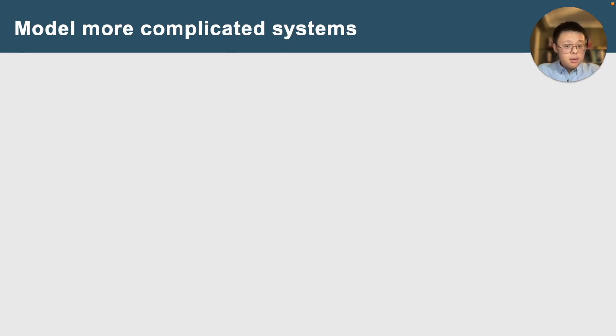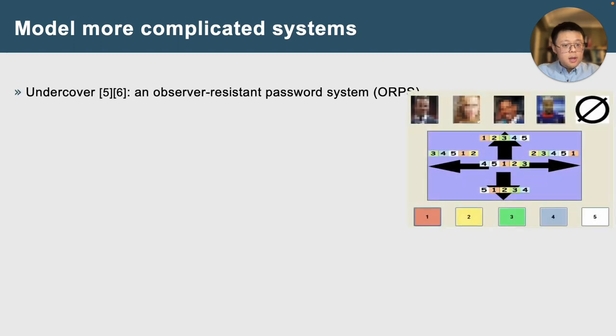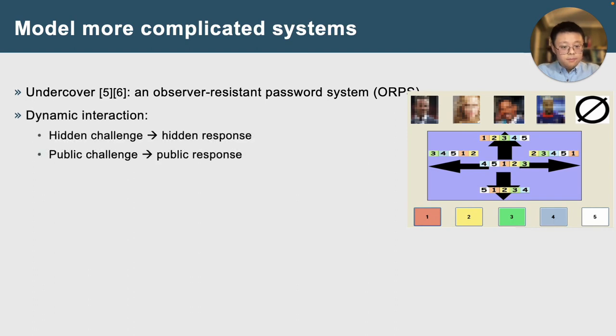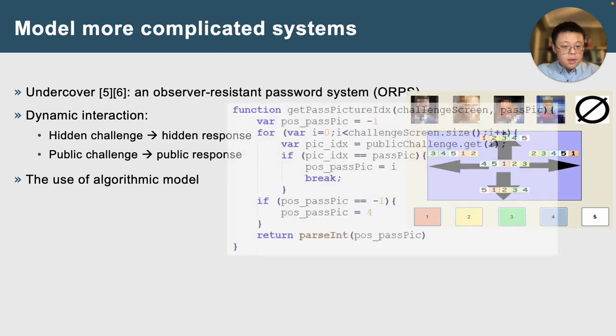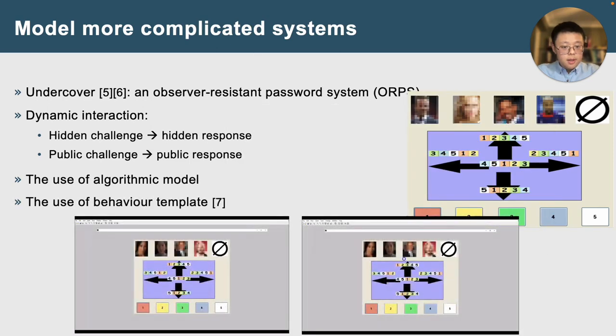However, it does not clearly demonstrate the use of algorithmic models to model dynamic UI and user interaction in more depth. We also did another evaluation to model complex observer-resistant password systems, undercover. Here, we just give you a quick glance of how CogTool+ can model these dynamic tasks. We can develop different JavaScript functions to be compiled by the model interpreter at runtime to deal with the dynamic interaction involved in this system. In addition, we converted some visual search patterns, as illustrated in these two videos, into JavaScript-based behavior templates to facilitate the modeling task. More details can be found in our paper.